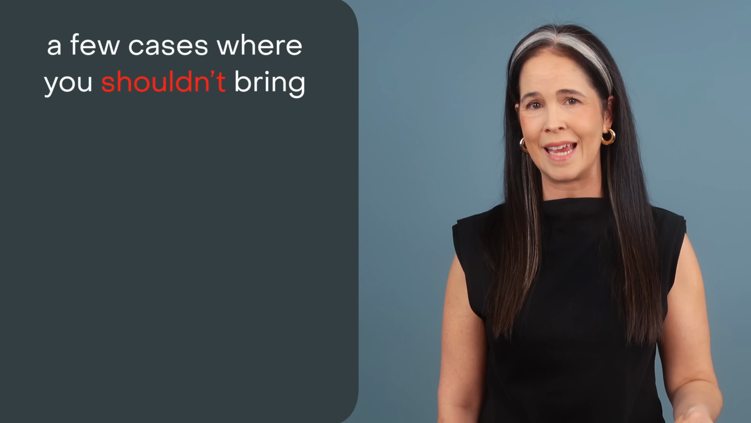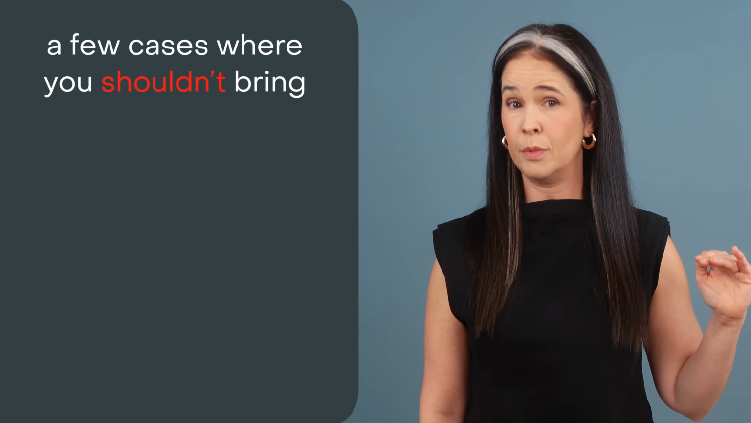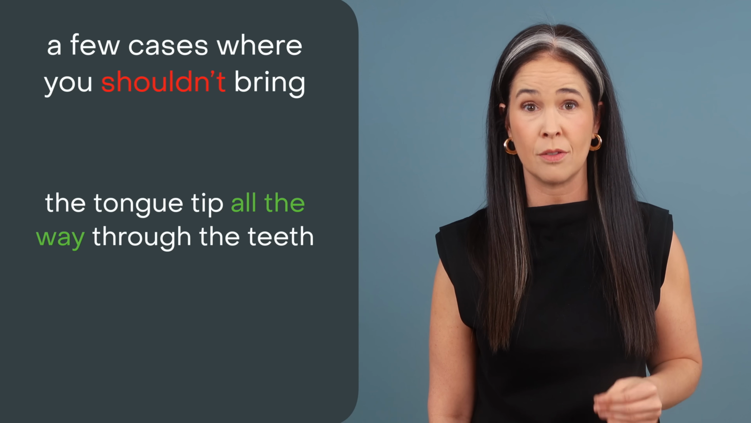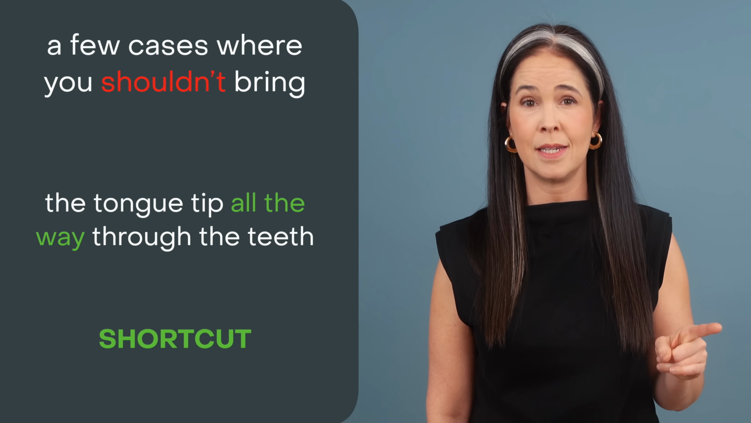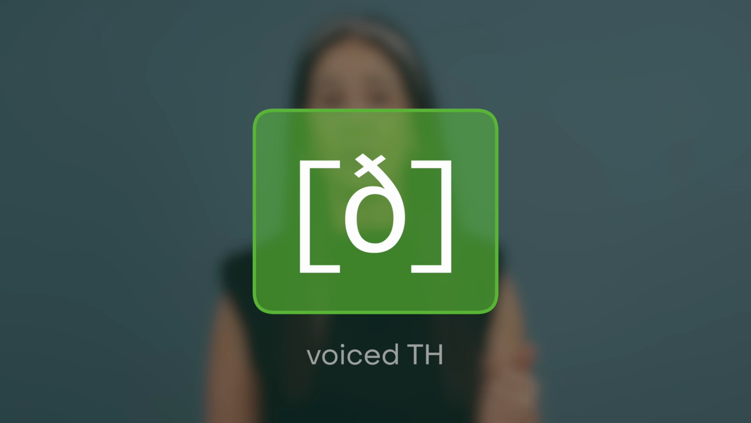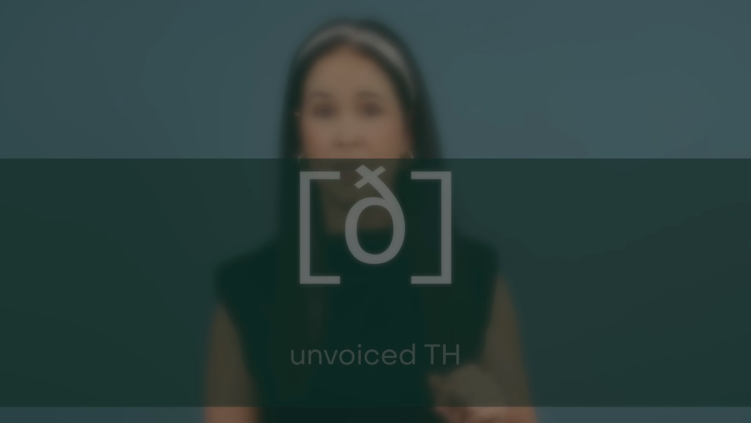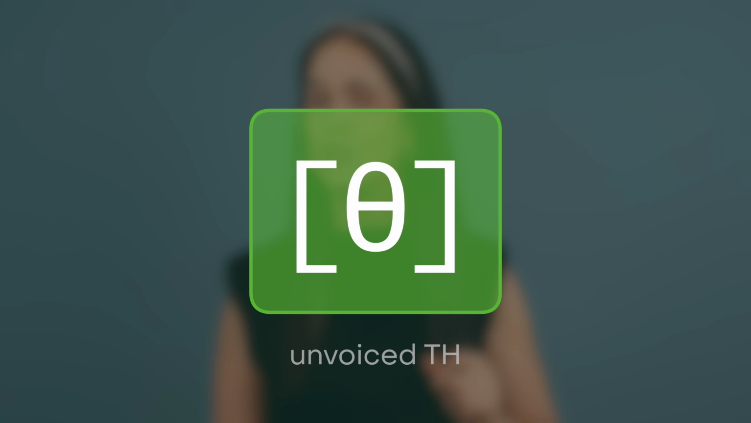Second, there are actually quite a few cases where you shouldn't bring the tongue tip all the way through the teeth. There's a little shortcut that's needed. We do this with words that begin with a voiced TH. That's th instead of th, which is unvoiced. When you look in a dictionary at the phonetic spelling, you'll see this.